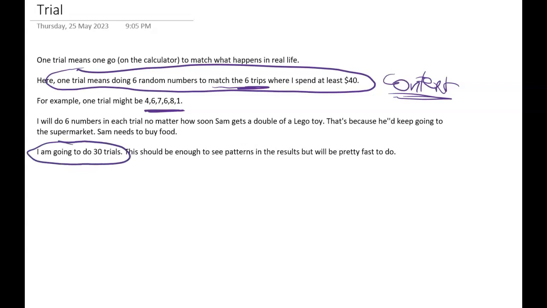Now, I've gone with 30 here. That's the absolute minimum number, but that should be enough to see patterns in the results, and it's not going to take me too long. So what have I done now? Well, I've done tool, allocation, and now I've done trial.